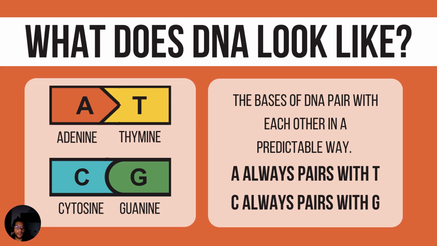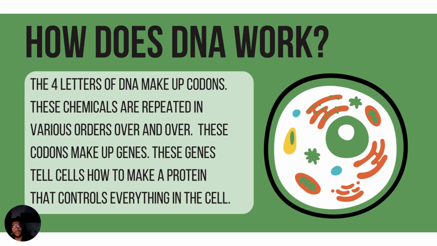So let's look at how DNA works. DNA stores instructions. Four letters of DNA make up codons. These chemicals are repeated in various orders over and over. These codons make up genes. DNA has short segments called genes as well.